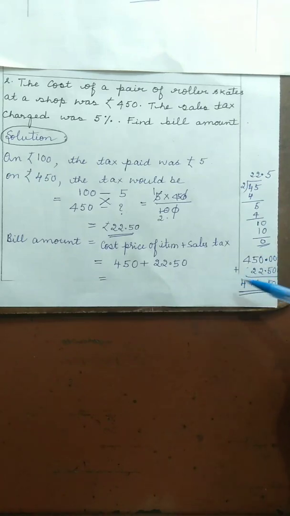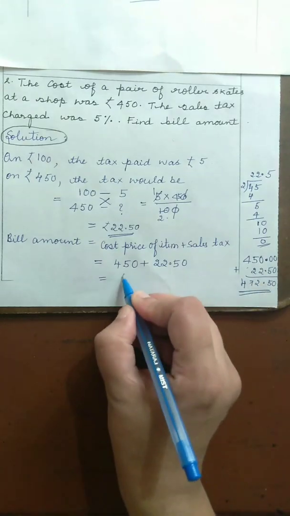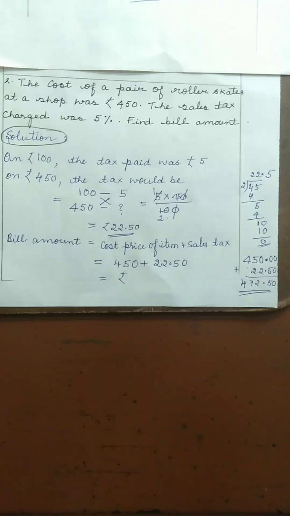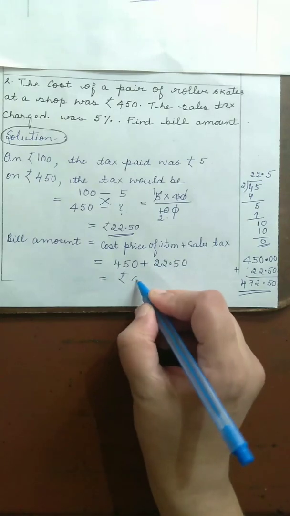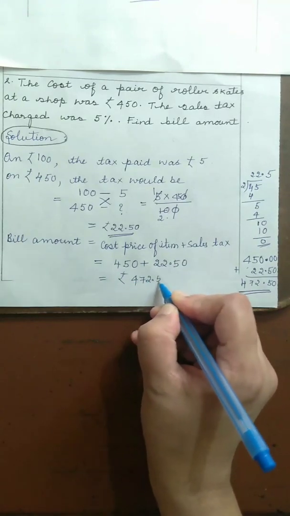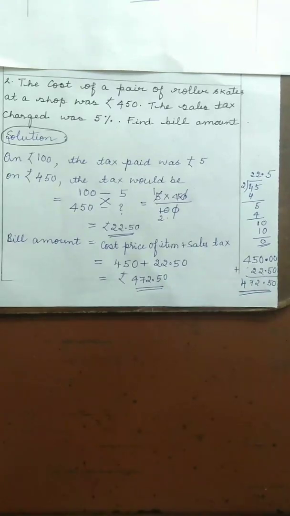While adding those two values, 450.00 plus 22.50, because after the 450 we have no digit, but in the case of 22.50 we have the digit, so we are adding two zeros to the 450. Therefore, we will get the answer equal to 472.50. Therefore, the bill amount will be equal to rupees 472 rupees 50 paise.